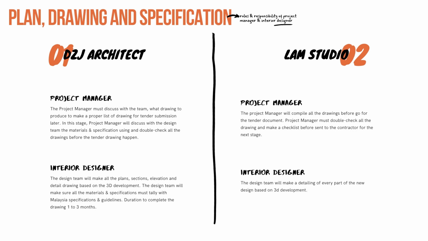For the design team, will make all the plans, section, elevation and detailed drawing based on the 3D development. The design team will make sure all the materials and specification must tally with Malaysian specification and guideline. Duration to complete the drawing takes 1 to 3 months. For IM Studio, project manager will compile all the drawings before go for the tender document. Project manager must double check all the drawing and make a checklist before send to the contractor for the next stage. For interior design team, will make a detailing of every part of the new design based on 3D development.